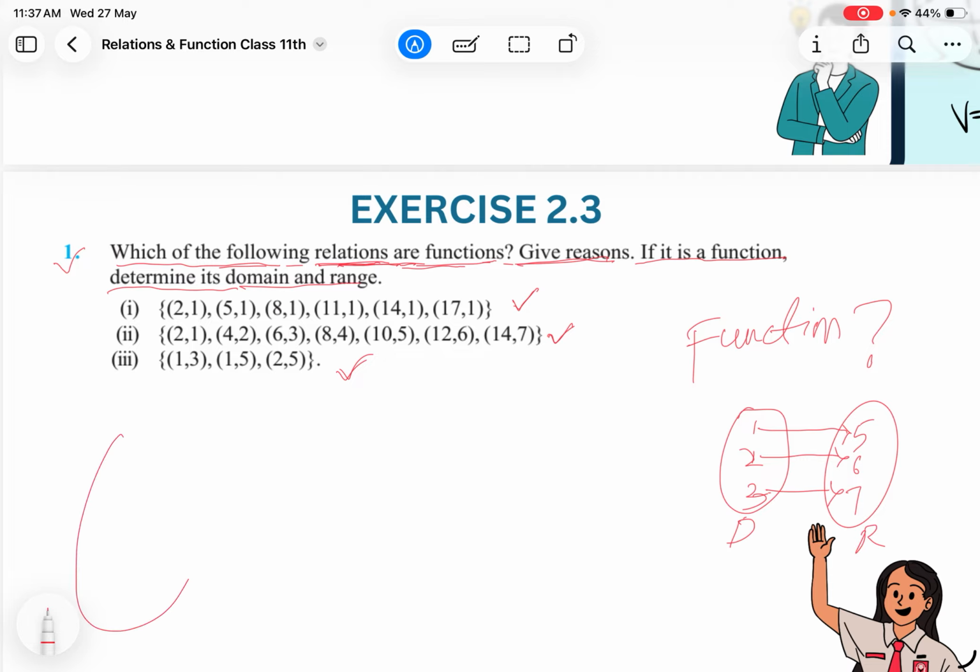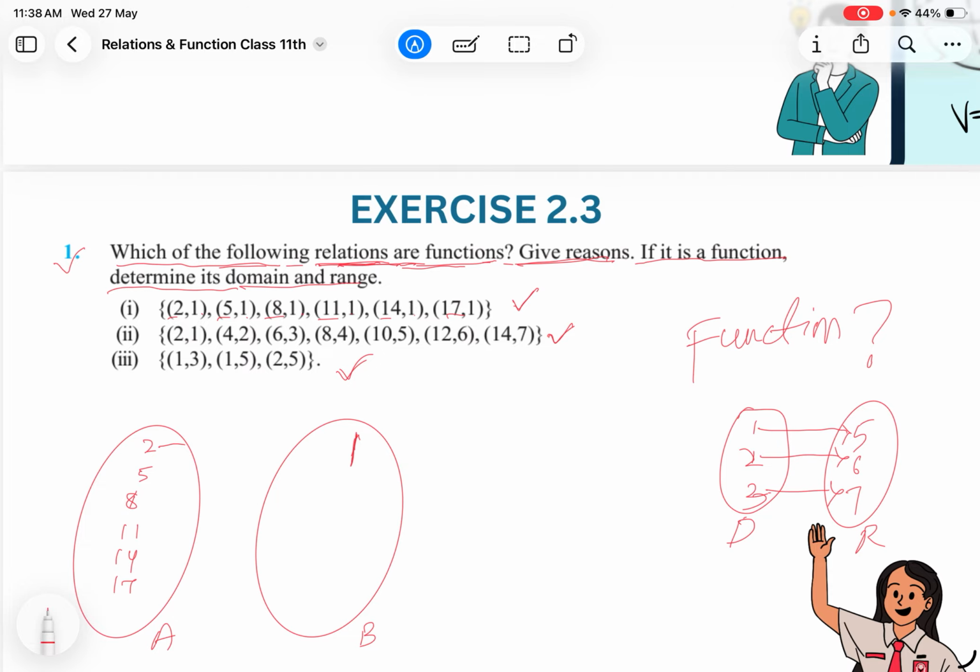So let's see. Whenever it is given to find out whether this is a function or not, we will make an arrow diagram. Okay, suppose this is A and this is B. 2, 5, 8, 11, 14 and 17 are elements of A. Now the second one, 1, 1, 1, 1, 1, 1. So there will be only 1.